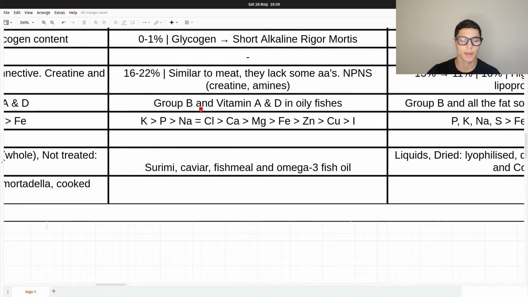Vitamins group B and vitamin A and D in oily fishes. The minerals: the potassium, phosphorus, the sodium and the chlorine because of the salt of the sea. Calcium, magnesium, iron, zinc, copper and iodine because of the iodine we can find in the sea. The byproducts are surimi, sushi, caviar, fish meal and the omega-3 fish oil.